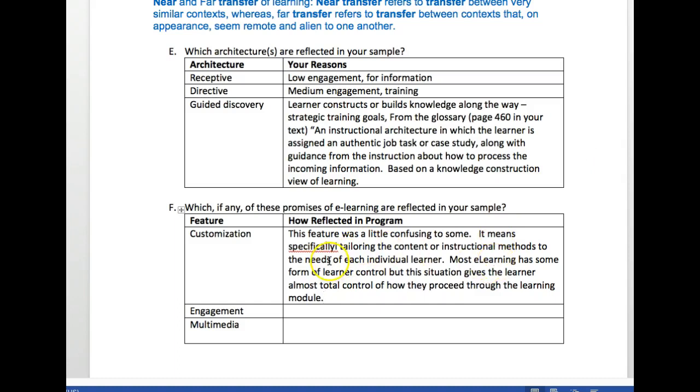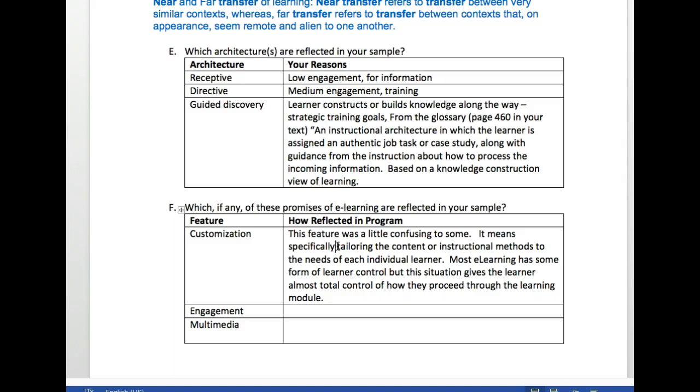And then when we get down to the promises, you can see that a lot of people did really great with this. One of the things that was a little tricky, and there again, there was not a lot of information in the chapter, and there isn't even a definition of this one in the glossary, so it makes it a little tough. It's a little confusing. This is when you have customization, this is when you allow the learner to have total control about how they navigate through the training.